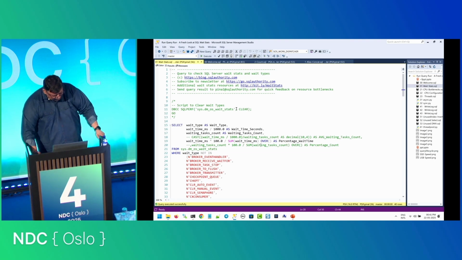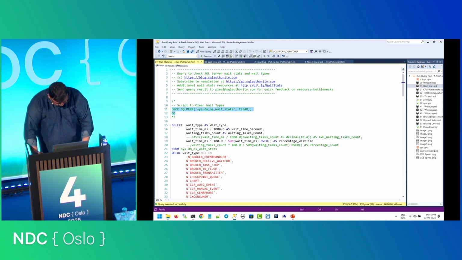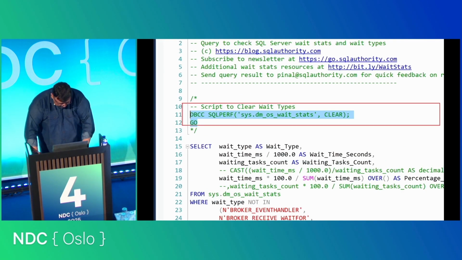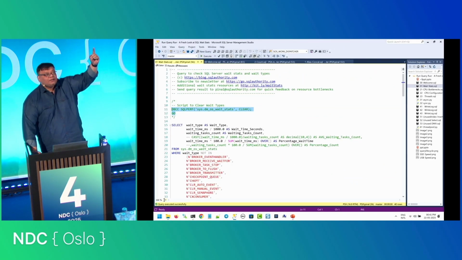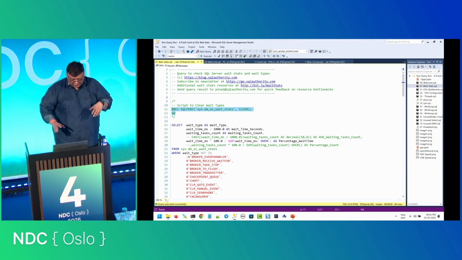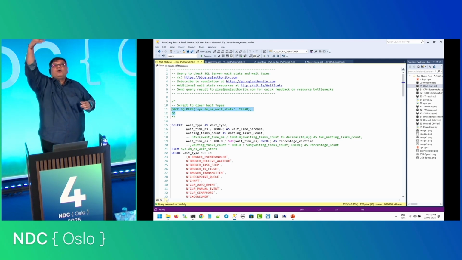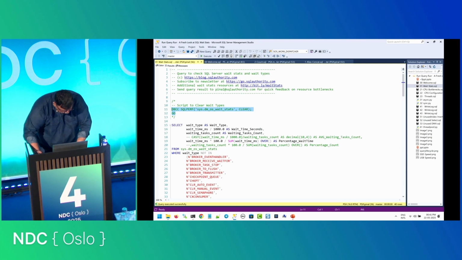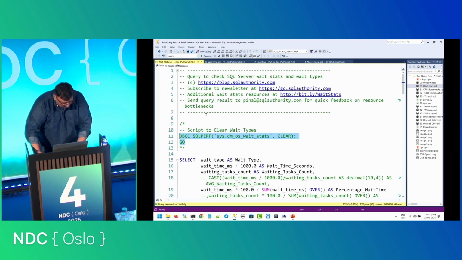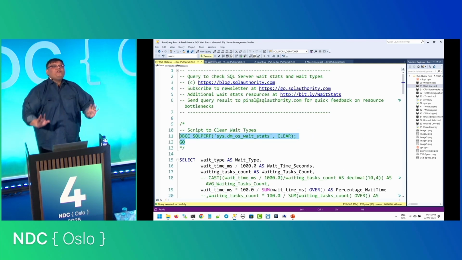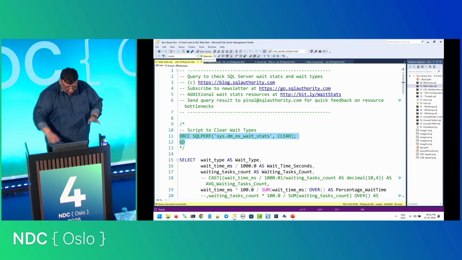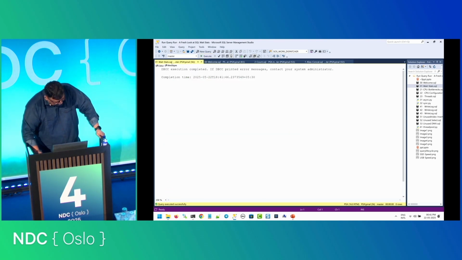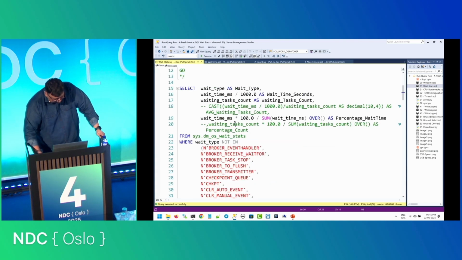Before you run it, if you want, you can also clear it. You can reset this if you run this particular script. I hope the guy at the back can see this. Can you guys see the script? I can also increase it a little bit. All right, fine, now I'm sure. If you still can't read it, I think you need to go to the eye doctor. So I clear this one. These are the wait statistics.